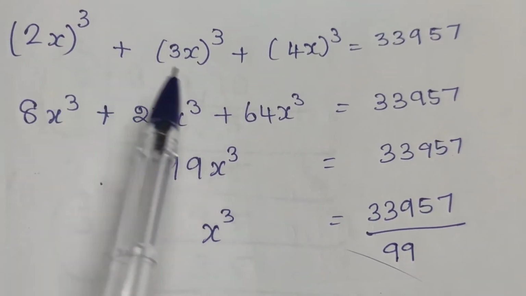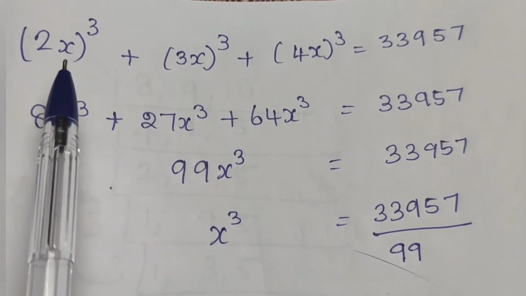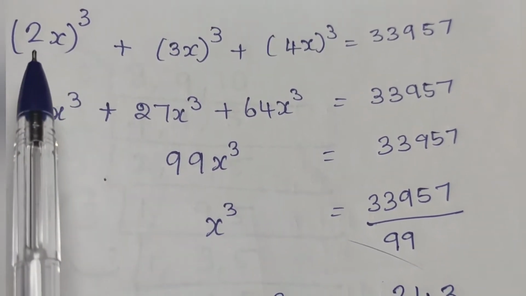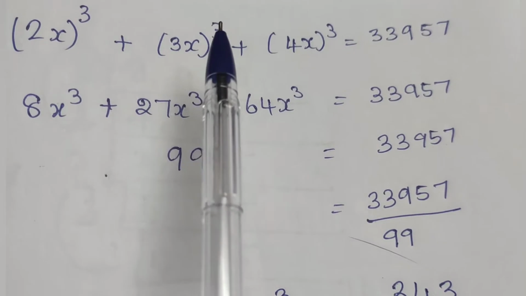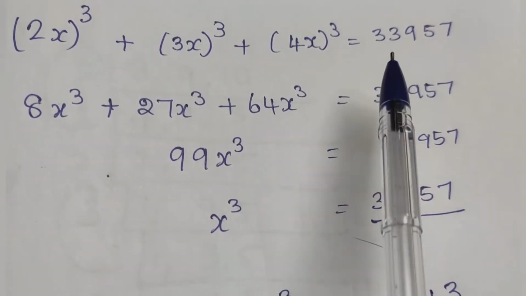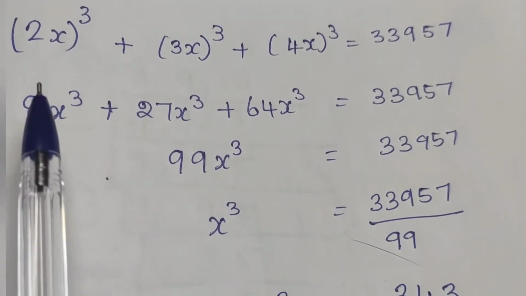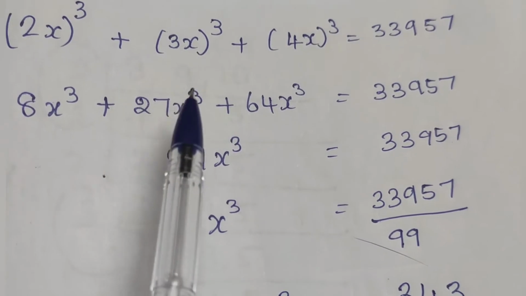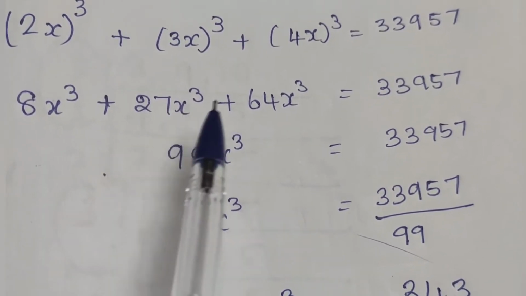Given the ratio 2:3:4, the numbers are 2x, 3x, 4x. Sum of their cubes: (2x) whole cube, (3x) whole cube, (4x) whole cube. And the sum of their cubes is 33,957. (2x) whole cube is 2 2s are 4, 4 2s are 8x cube. And here (3x) whole cube is 27x cube.